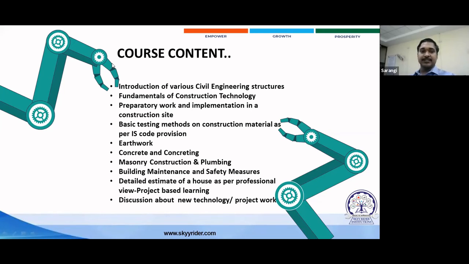in the construction site, and testing methods on the construction material or the building material as per Indian Standard provisions, to know the quality of the materials. Without adopting the best materials, we can't achieve the durability of the structure. Earthwork.